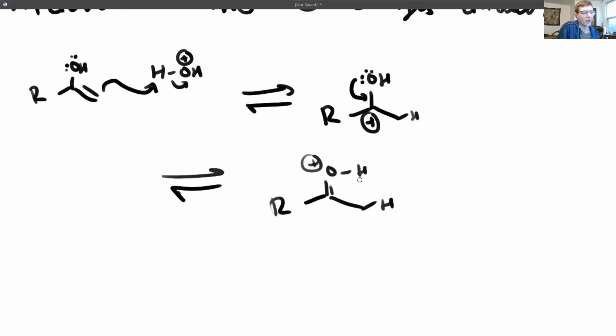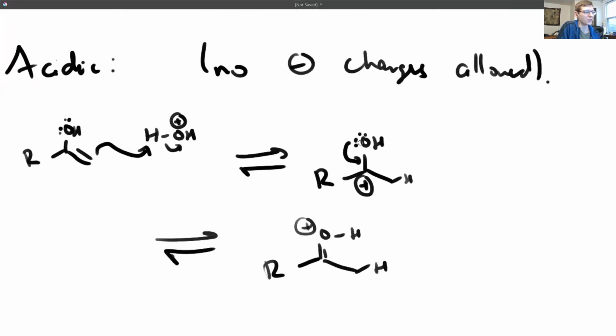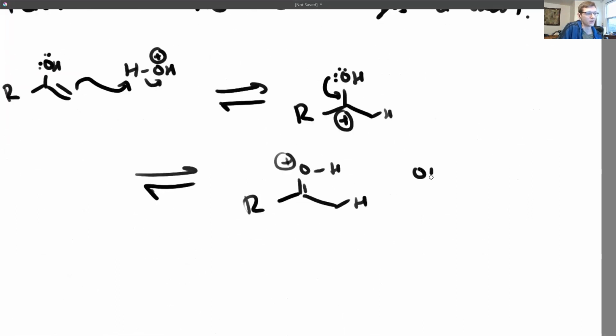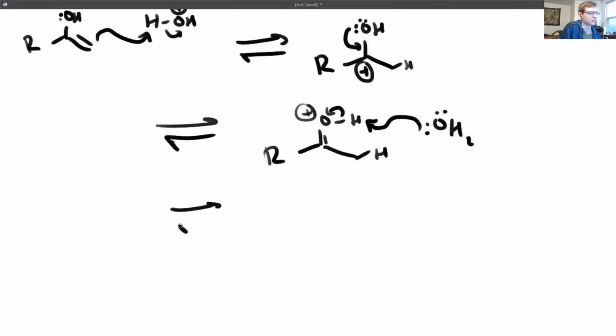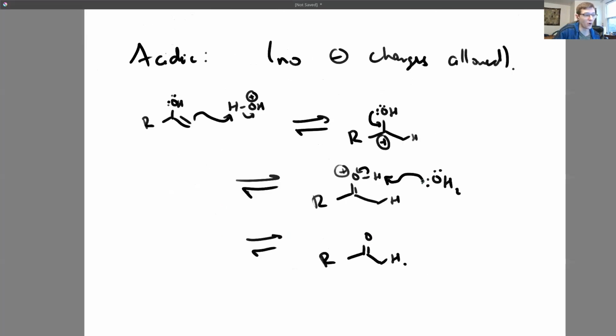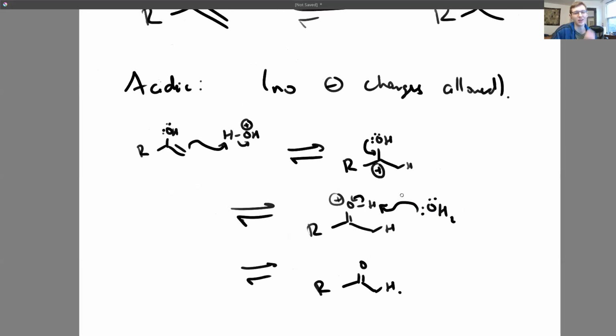And now getting from here to this final ketone, that's not bad. We could just take water, pluck off that hydrogen, and there we go. So this is a mechanism you 100% need to know. Absolutely super important. This is a key mechanism. And I say that a lot.